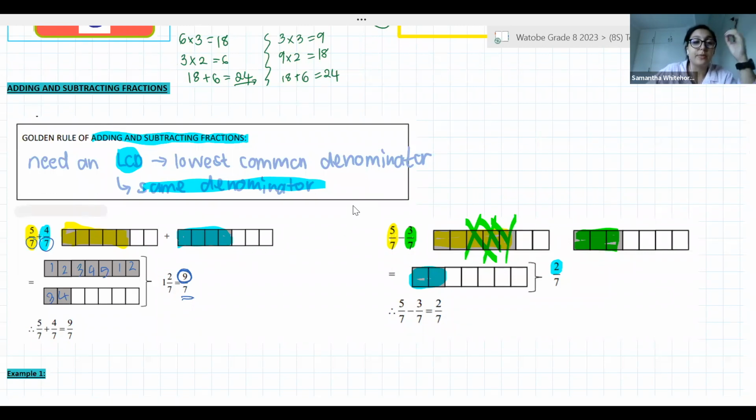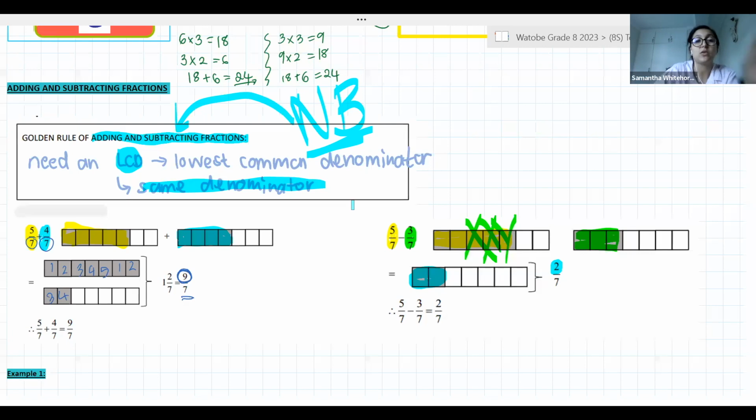And so very, very important, underline, highlight, make this note huge. You have to have a common denominator when you are adding or subtracting. When we multiply and divide, we don't care about a common denominator. It is only when we add or subtract. And so as we start to do these examples, we are always going to be looking for a lowest common denominator. All right, I'm just going to wait here in case you want to take a screenshot.